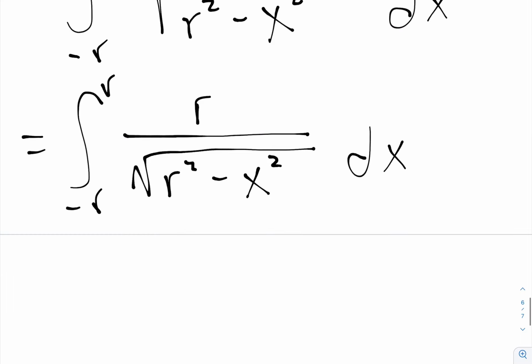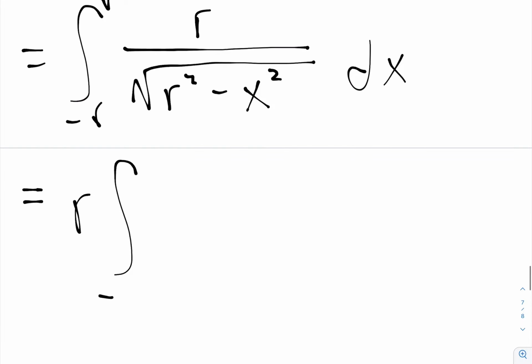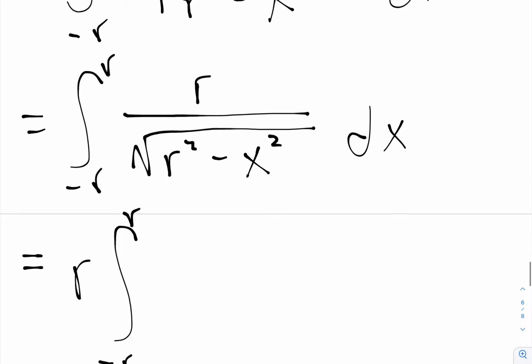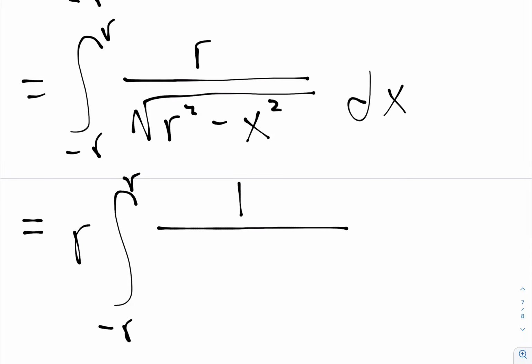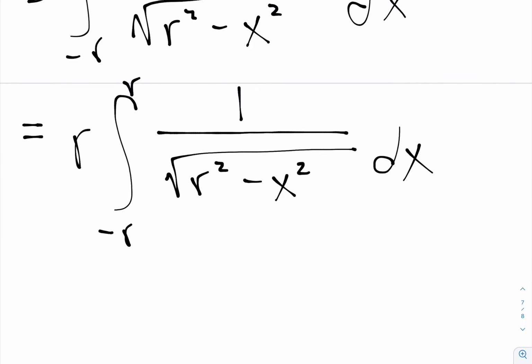Okay, well, you'll remember if we have r over some number, r squared minus x squared square rooted, r is just a constant, right? So this is like 5 over something or 10 over something. Anytime we have a constant that we're multiplying inside the integral, we can just factor that out of the integral completely. So it's going to be r times the integral from negative r to r, right? Now the inside is going to be 1 over the square root of r squared minus x squared dx.